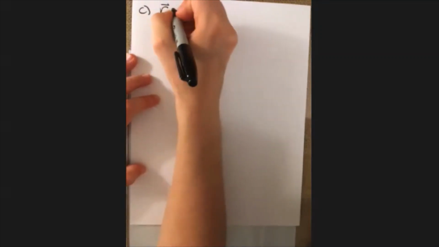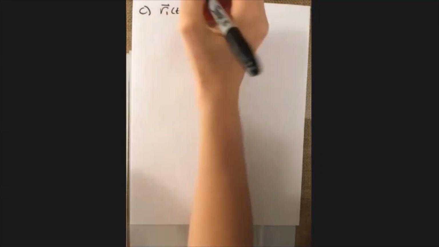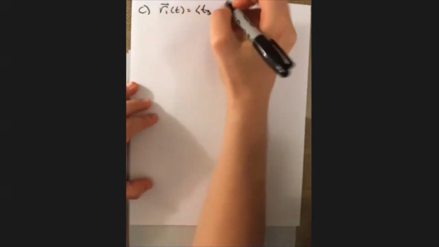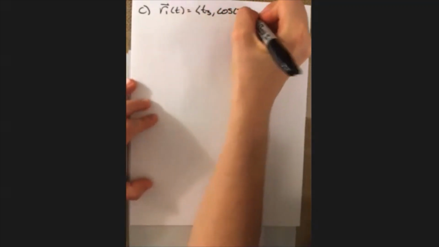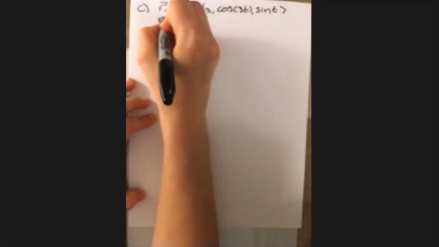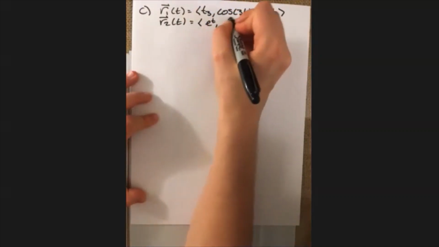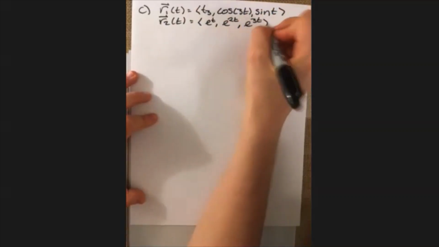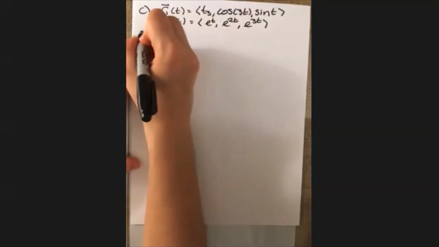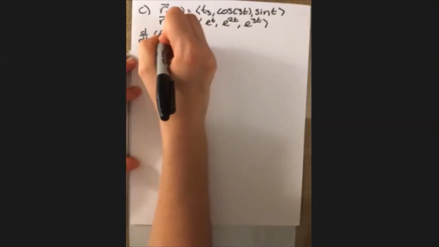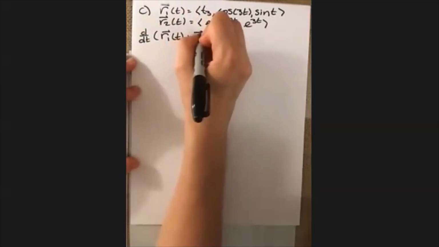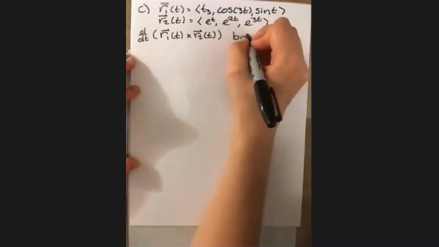Our next example is a little bit more involved. We're going to work with the cross product. So again, we're going to do R1 of t equal to t cubed, cosine of 3t, sine of t, and then R2 of t equal to e to the t, e to the 2t, e to the 3t. And for this one, we are going to compute d dt of R1 of t cross R2 of t. We're going to do this both ways.